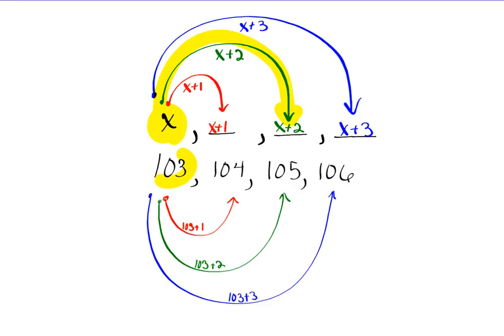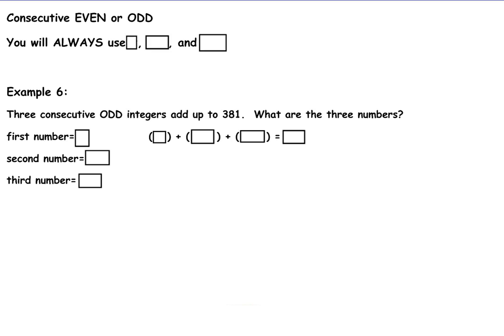103 is odd, and my next odd number is 105. And my next odd number after that would be 107. Right? So it really doesn't matter if they're even or odd. What matters is that they are even or odd. So I'm always going to use x, x plus 2, and x plus 4. Okay, three consecutive odd integers add up to 381.